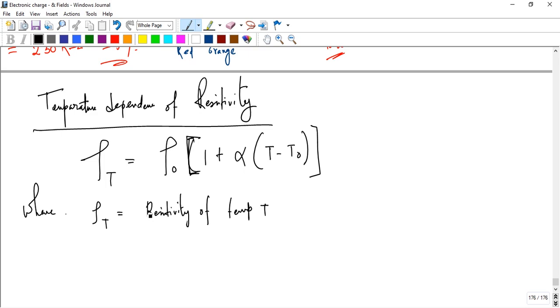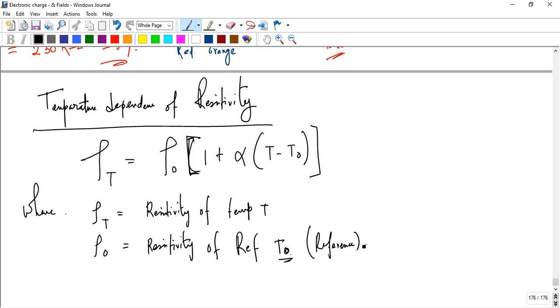Okay, next is rho naught. Rho naught is the resistivity at a reference temperature. The reference temperature is T naught. If you choose a reference value or mean value, then above it is a higher temperature, and below the reference is a lower temperature. That is up to you, whichever value you choose.